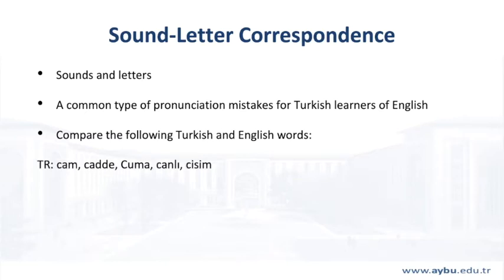As you can see, the Turkish words here are made up of certain sounds and each sound is represented with a letter. The sounds and letters match quite well. Cam, cadde, cuma, canlı, cisim. In English, however, the letter C is pronounced in many ways in different words. Let's compare these.